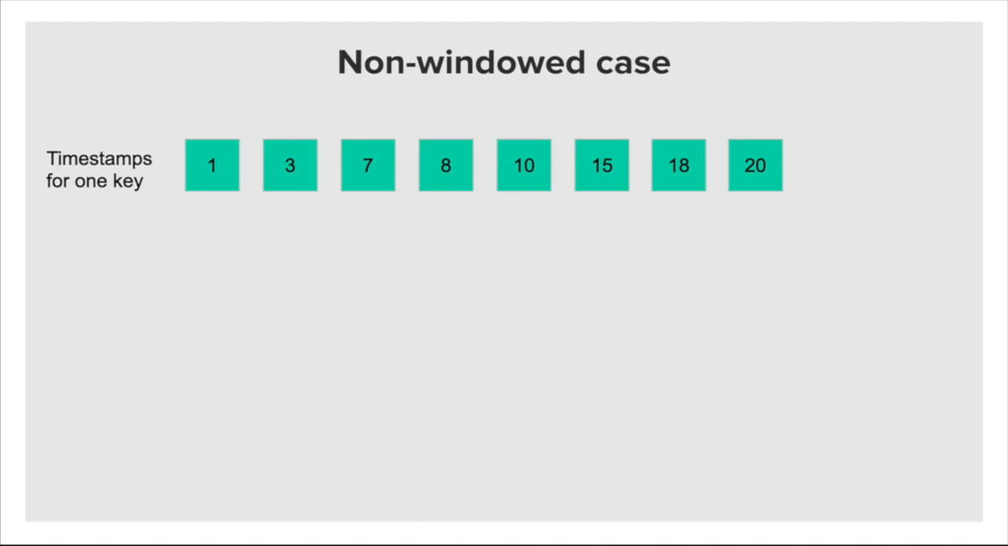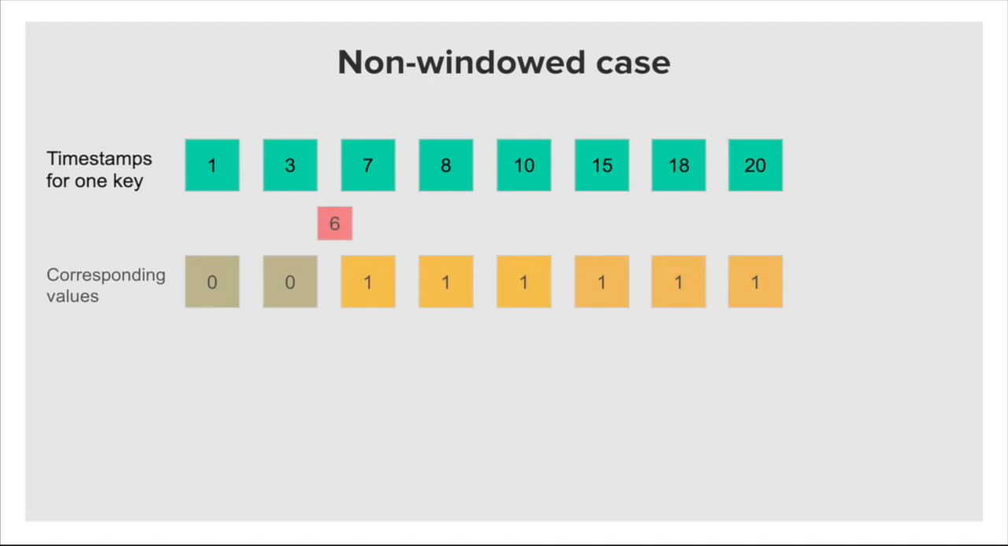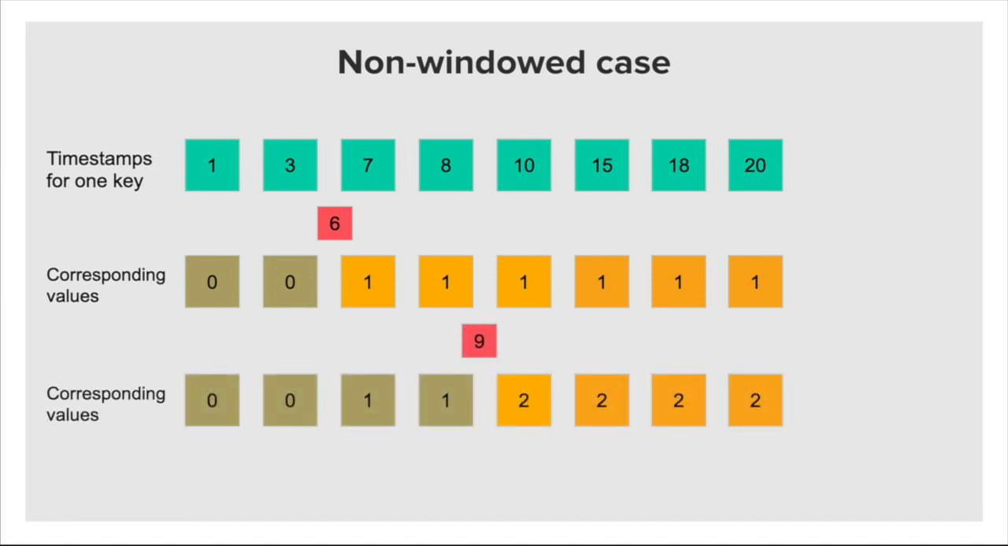So let's see, why is that a problem exactly? How does this manifest itself? So let's consider the non-windowed case, where you don't have any windows. So let's say for one key, you have these timestamps in the driver. They're saying, I want all the features at timestamp 1, 3, 7, 8, 10, 15, 18, 20. And then when the system sees an event at timestamp 6, it has to update the aggregates for all the timestamps that follow it, because this event needs to be accounted for in all the following aggregates. So it changes 6 out of 8 aggregates. Another event comes at timestamp 9, it changes 4 out of 8 aggregates. So you see that there are a lot of changes that it needs to account for in this naive solution.